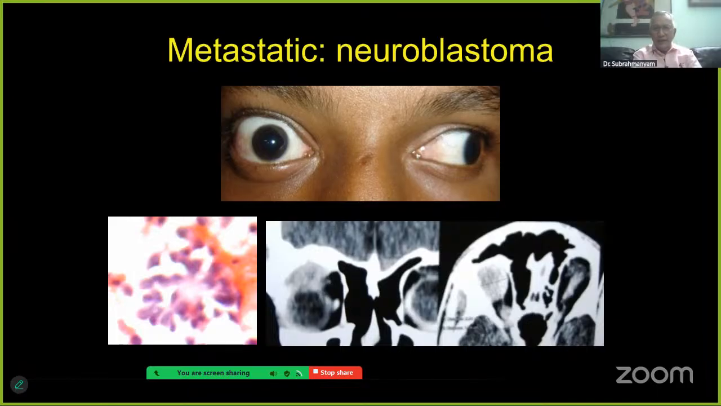Here again, this young man has presented with acute proptosis of 1 week duration with pain and motility restriction. As you see, the eyeball is not moving when the patient is doing the levorotation. And the CT scan has shown again an enlarged mass with bony erosion. We did a FNAC. The FNAC shows typical neuroblastoma rosettes, and the CT scan of the abdomen has shown this neuroblastoma. Patient has been referred to the oncologist for further management.